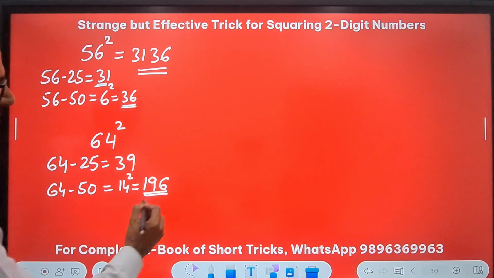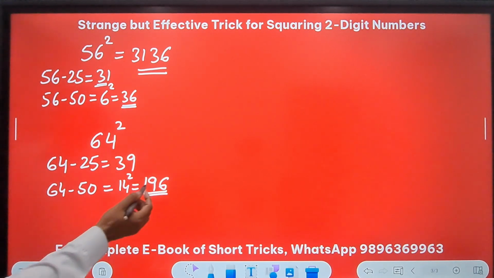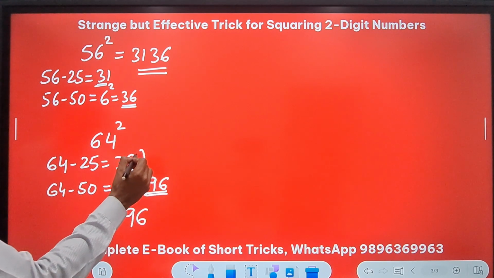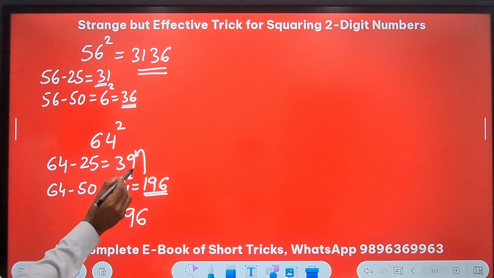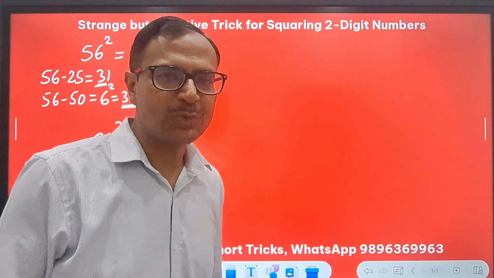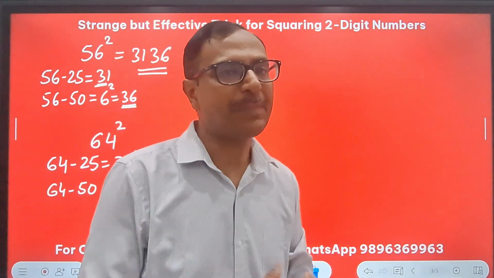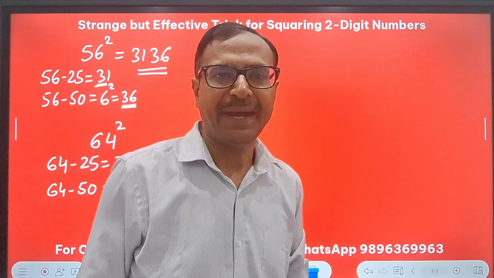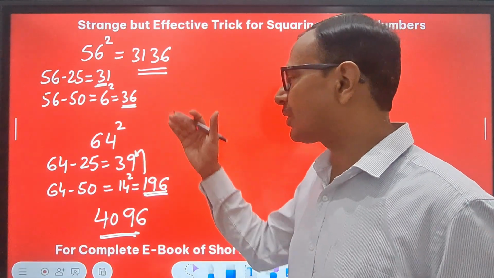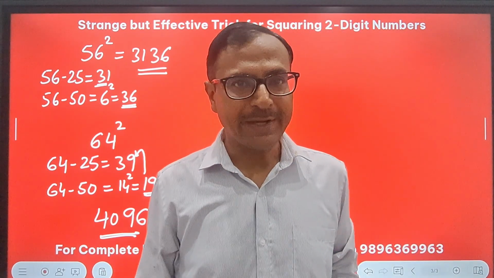Now here we have 3 digits, so I told you I don't want 3 digits here. I will retain the last 2 digits, and this will be added to 39. So 39 plus 1, 40, and there we go, 4096 is the square of 64. See, we can go on and demonstrate so many tricks, but practice is what is required, and slowly the timing is getting reduced, and the number of steps I am writing, they are also getting reduced.